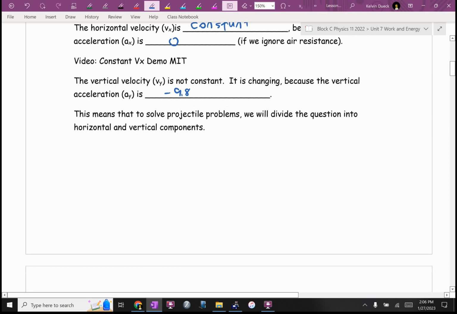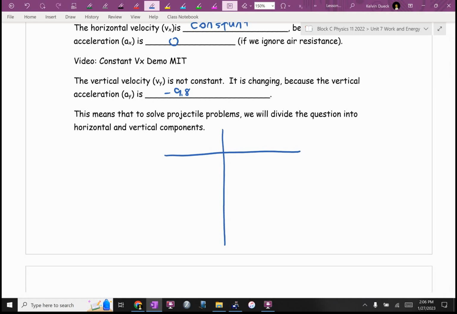It means to solve projectile problems, we're going to divide the question into what we call horizontal and vertical components. In the same way that a free body diagram was a good tool for forces, here is the tool for projectiles. I call it a T-table. Can anybody guess why I call it a T-table? Looks like the letter T. On the left-hand side, I label that as horizontal. You can write it out, but I'm going to abbreviate. And on the right-hand side, I label that as vertical.